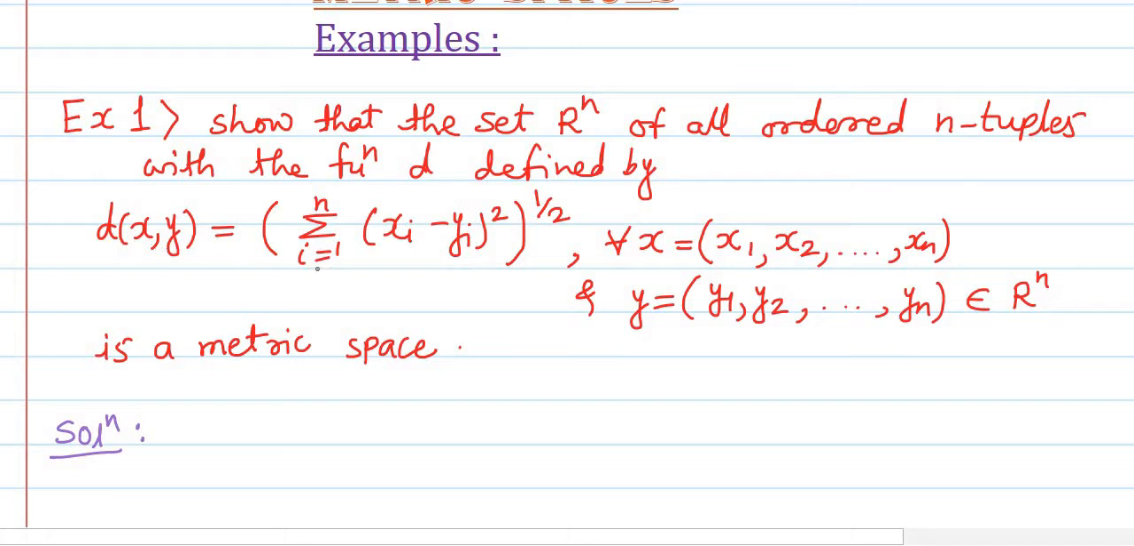Number second condition, we know that D of x comma y, which is given by this formula, so this will be equal to 0 if and only if each non-negative term is 0, and each non-negative term is 0 if and only if each xi is equal to corresponding yi, and if each xi is equal to corresponding yi, then clearly x will be equal to y. So second condition, coincidence, is also satisfied.